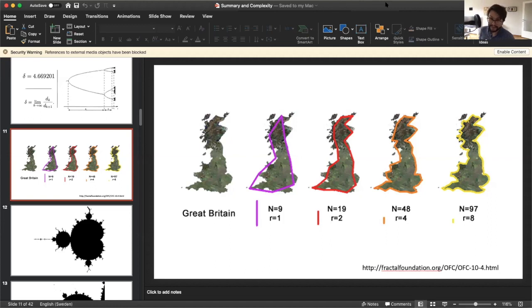So basically, this is quite an interesting thing that you have in nature and universal, and you can see it also in the measuring of the coastlines. So this is a nice introduction to how you think about fractals in a sense.